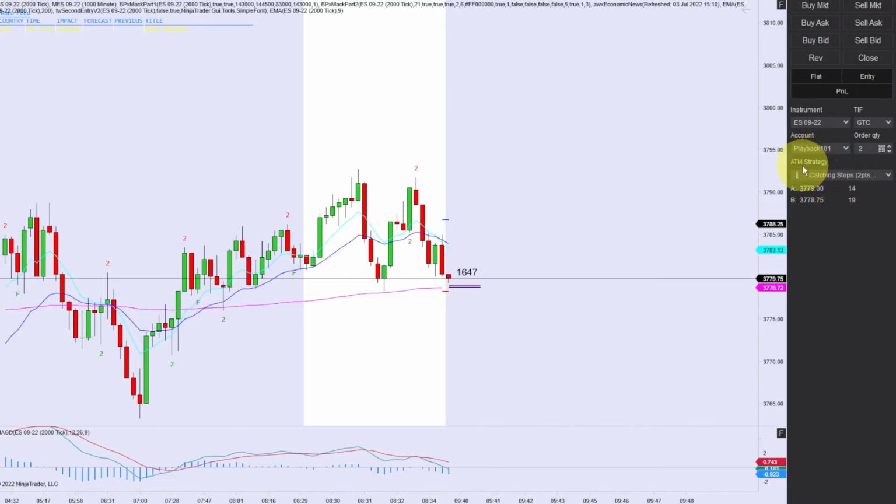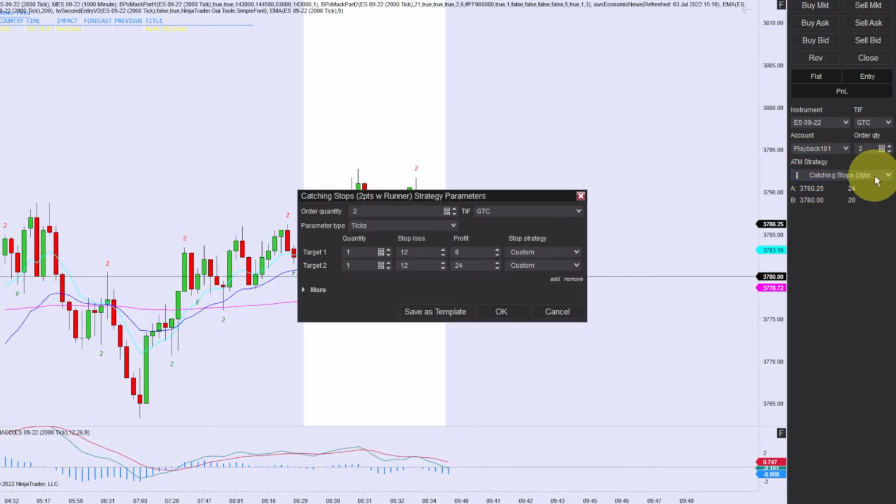So at ATM strategy over here, what you can do is edit, and you'll have this box that pops up. Order quantity, 2 contracts, good till cancel is what this stands for. Parameter type ticks. We want to be working with ticks. My first price target is going to have a profit of 8 ticks, right? That's equivalent to 2 points. Stop loss, I just have it at 12. And then my runner, if prices continue to run up or run down in my favorite direction, I just have a profit at 24 ticks. Stop loss also at 12 ticks.